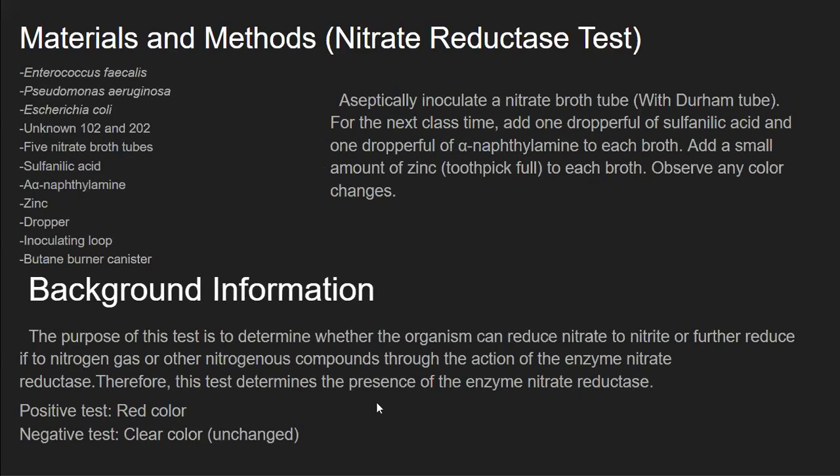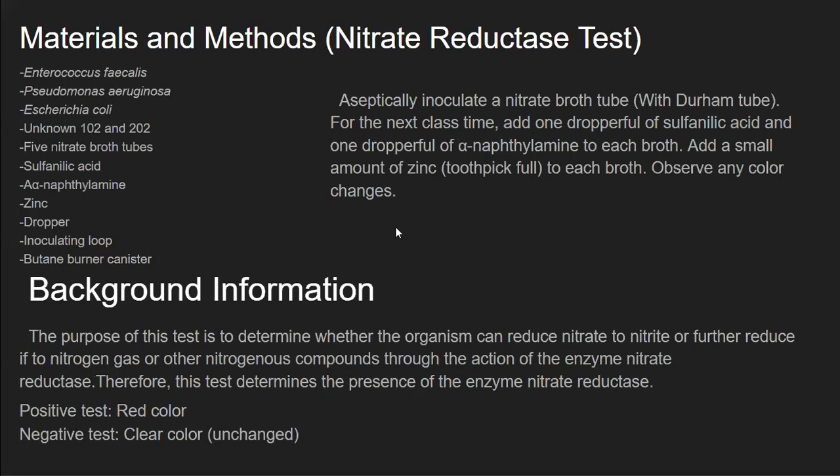The materials and methods for the nitrate reductase test. These are the materials. Aseptically inoculate a nitrate broth tube with a Durham tube. For the next class time, add one dropperful of sulfanilic acid and one dropperful of alpha-naphthylamine to each broth. Add a small amount of zinc, a toothpick full, to each broth. Observe any color changes.